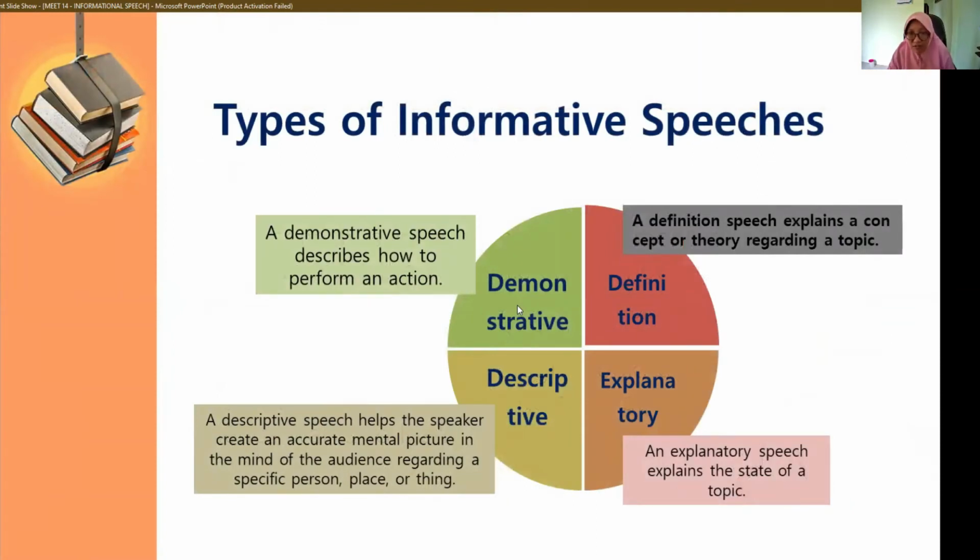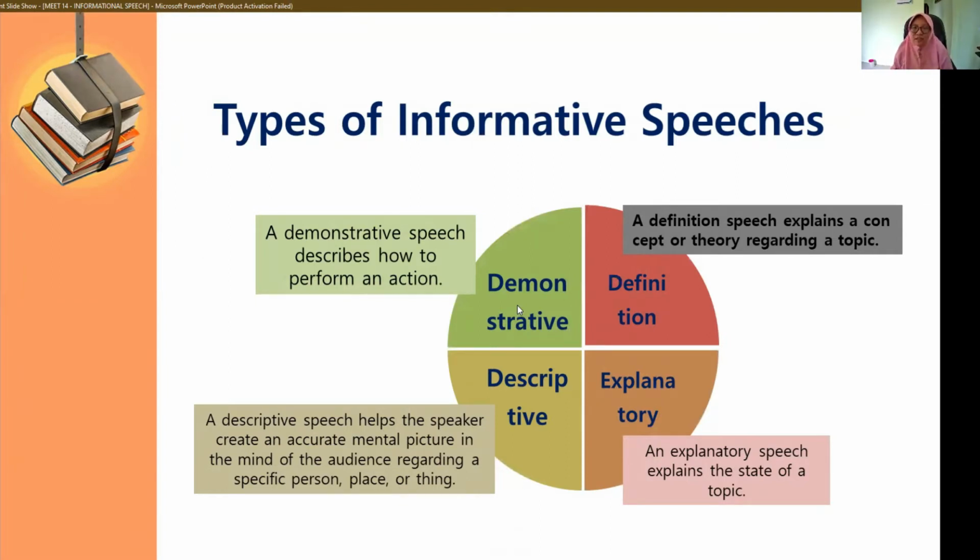There are types of informative speeches. As mentioned in the definition before, we can see that there are four categories of the informative speeches. Here, Rebecca tries to divide a piece of a circle into four. The speeches consist of demonstrative speech, definition speech, descriptive speech, and explanatory speech.